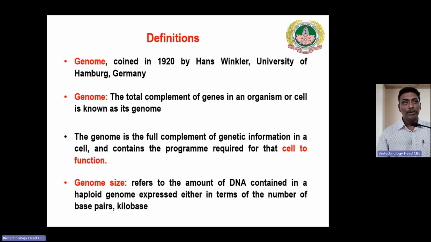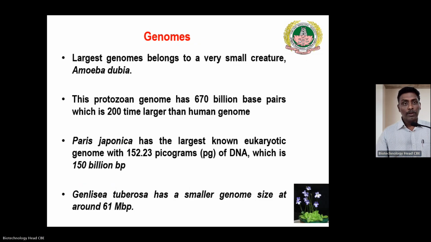It refers to the total amount of DNA contained in a haploid genome, expressed either in terms of the number of base pairs or kilobases. Coming to the genome, the largest genome belongs to a very small creature, that is Amoeba dubia. This protozoan genome has 670 billion base pairs, which is 200 times larger than the human genome.